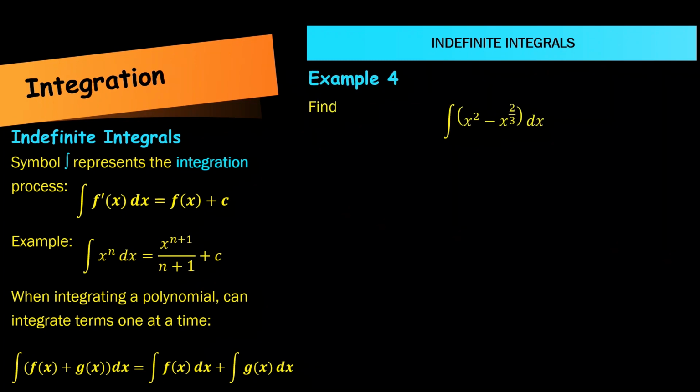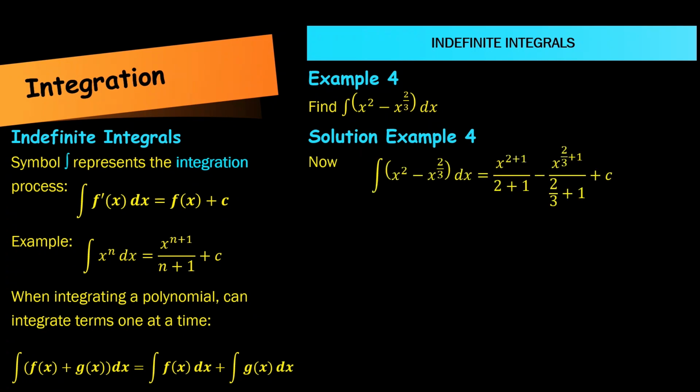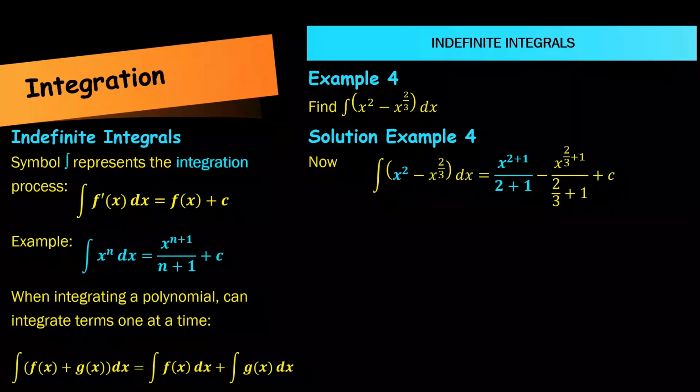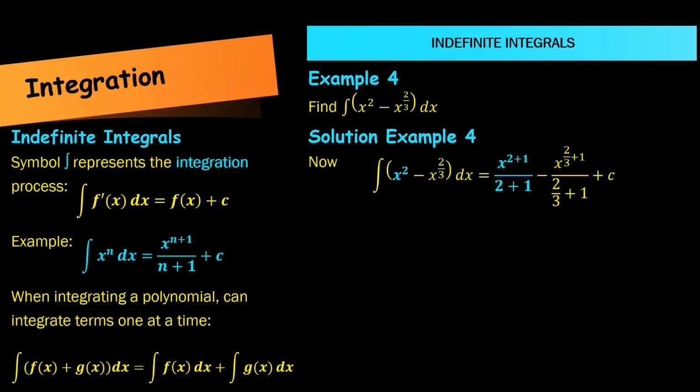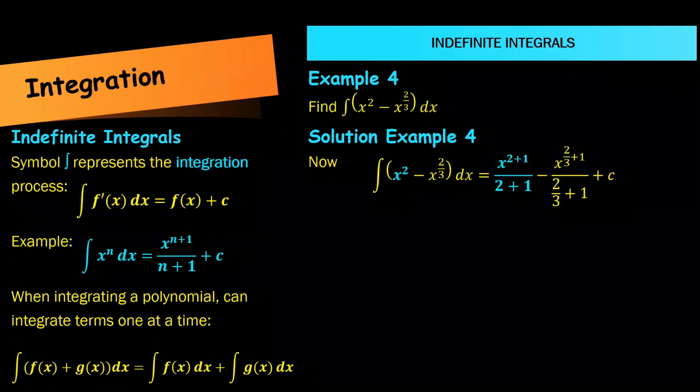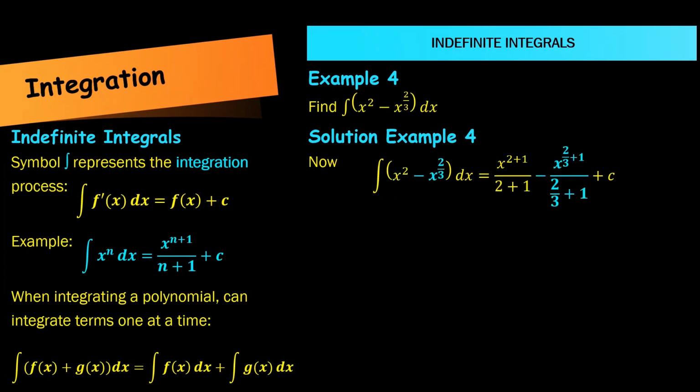Pause the video and have a go at example 4. Press play when you're ready to view the solutions. You are required to integrate the expression on your screen. So let's solve this. We are going to integrate term by term. So the integral of x squared becomes x to the 2 plus 1 divided by 2 plus 1. And the integral of minus x to the power 2/3 becomes minus x to the power 2/3 plus 1 divided by 2/3 plus 1.